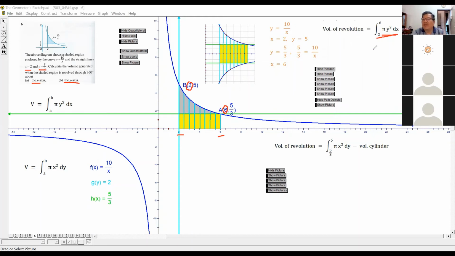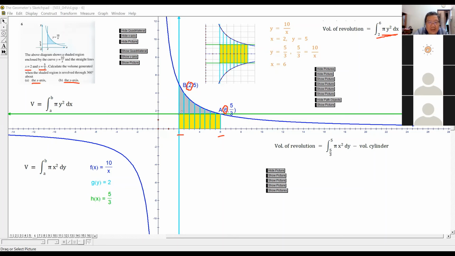So before I proceed with the yellow color, do you have any problem with the limits? The blue color one, integrate from 2 to 6 of y squared dx. Any problem with the blue color? No, teacher. Then I start with the yellow color now.